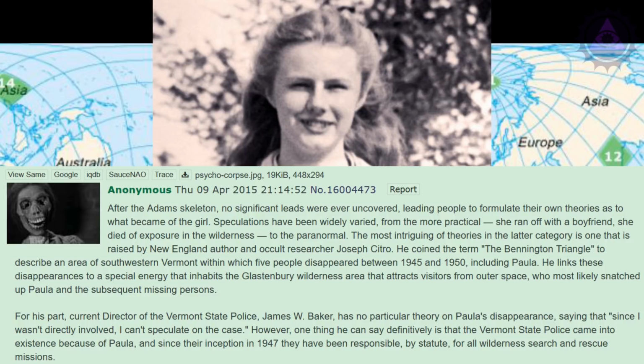For his part, current director of the Vermont State Police, James W. Baker, has no particular theory on Paula's disappearance, saying that, "since I wasn't directly involved, I can't speculate on the case." However, one thing he can say definitively is that the Vermont State Police came into existence because of Paula, and since their inception in 1947 they have been responsible, by statute, for all wilderness search and rescue missions.